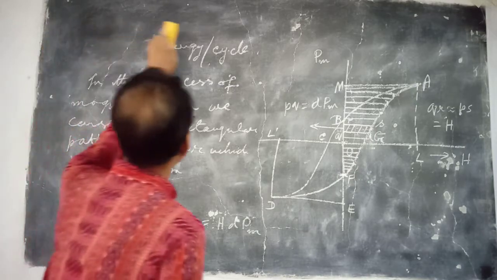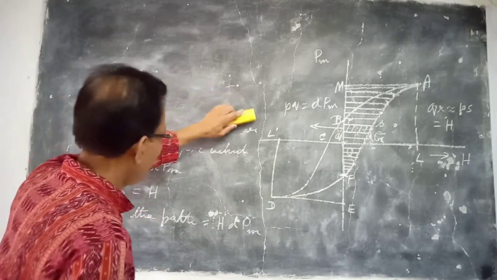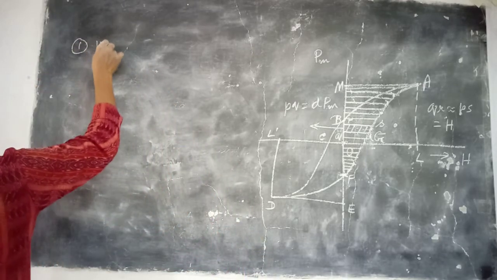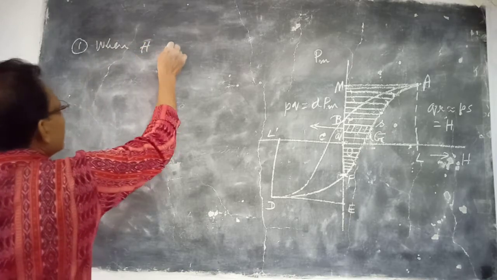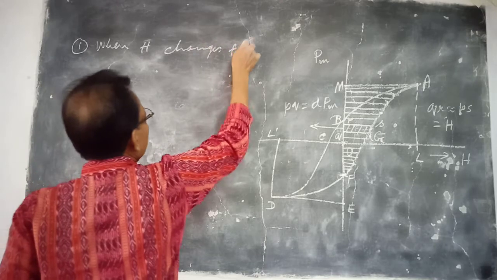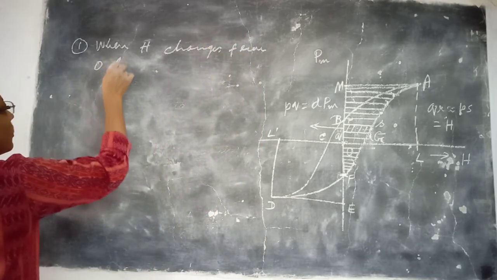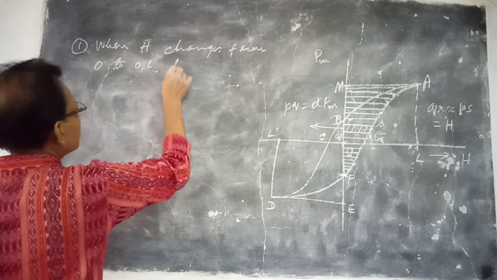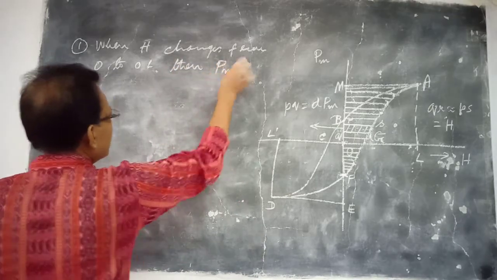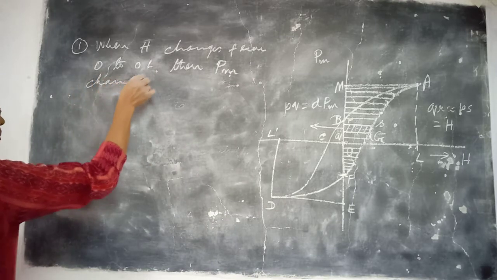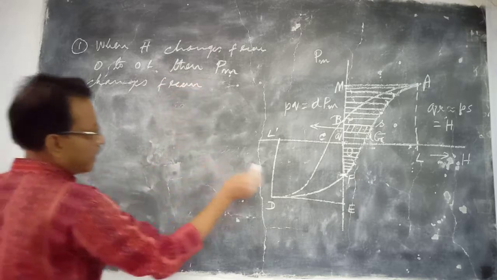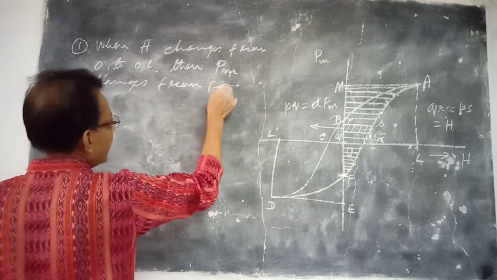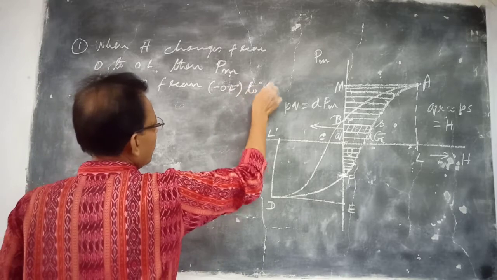So the first stage is H is increasing. When H changes from O to OL, here to here, then Pm changes, Pm was here, now it comes here, from OF to OM, changes from minus OF to plus OM.